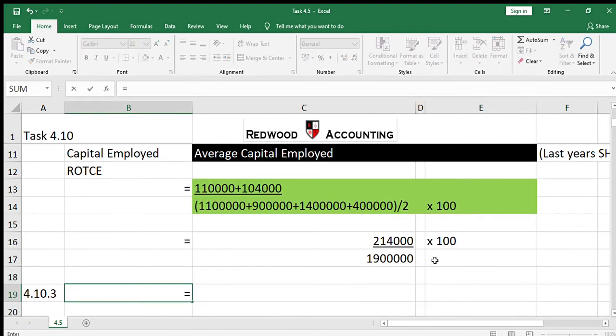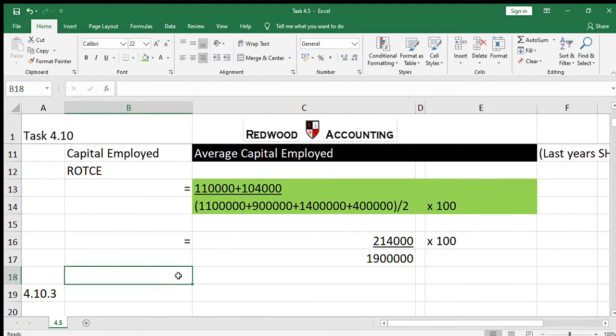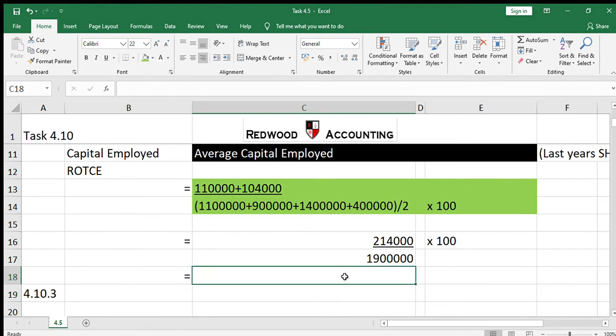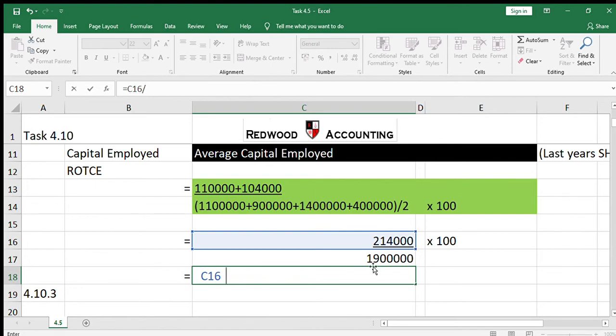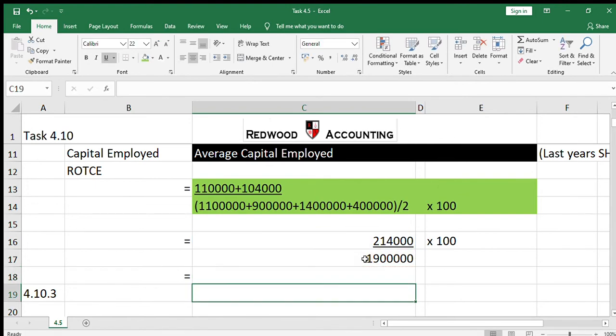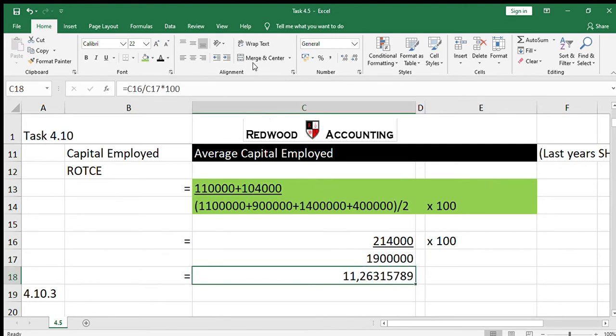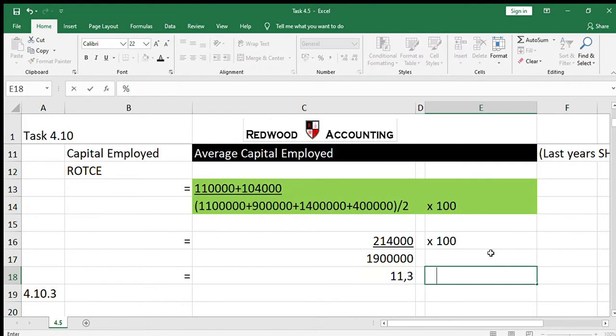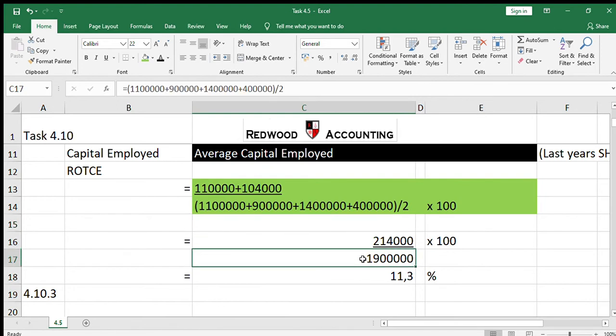Let's work out our final answer. So 214,000 divided by 1.9 million and multiplied by 100. That gives 11.3%. Remember, we need one decimal place. So that's a percentage. There we are, 11.3%.